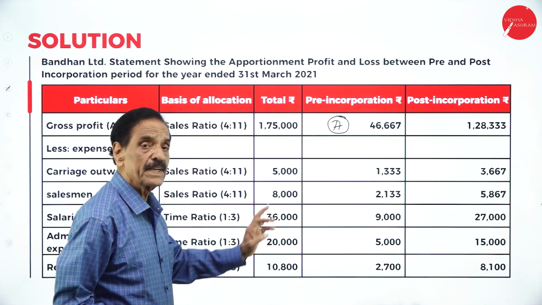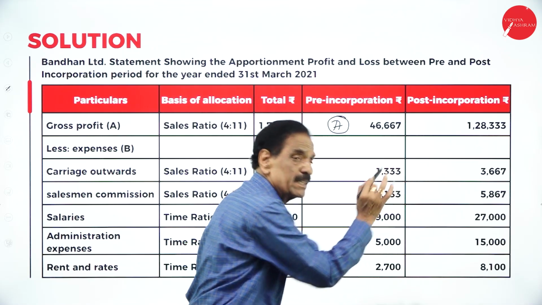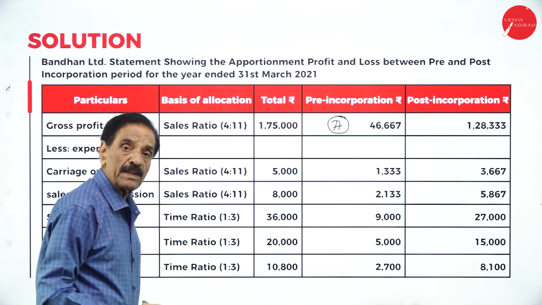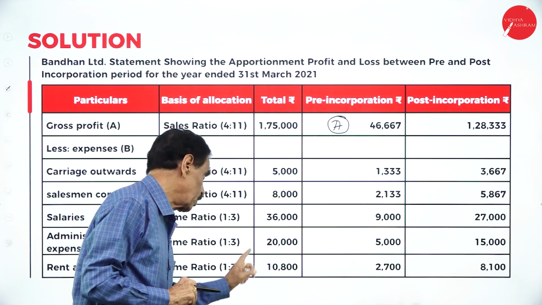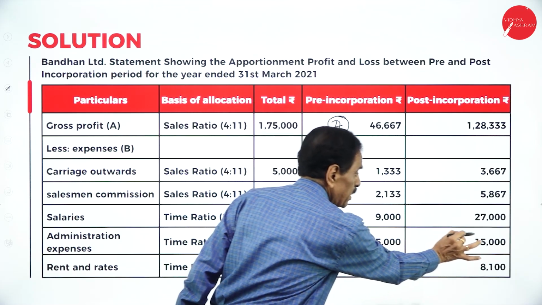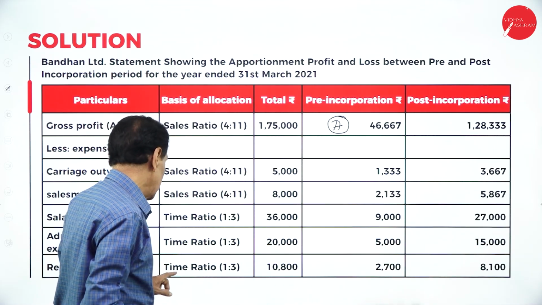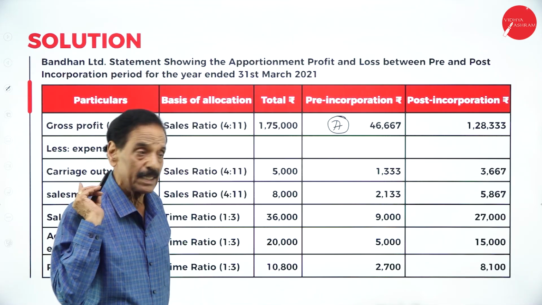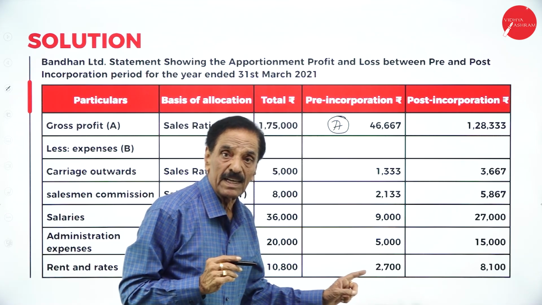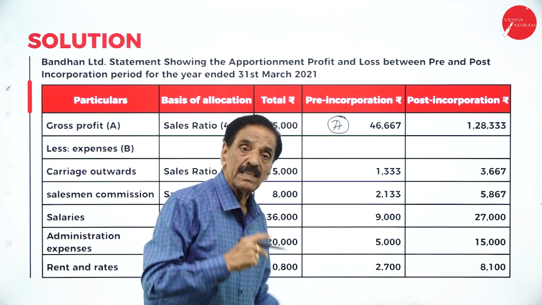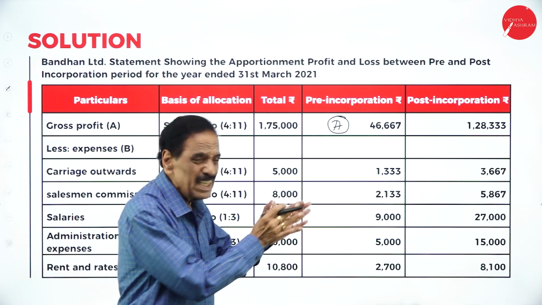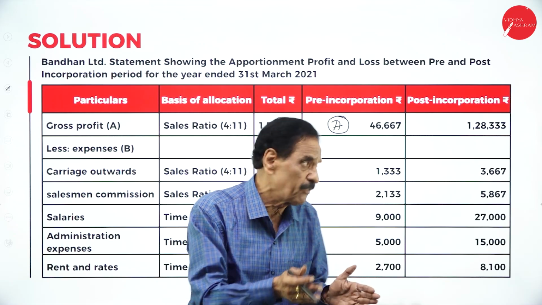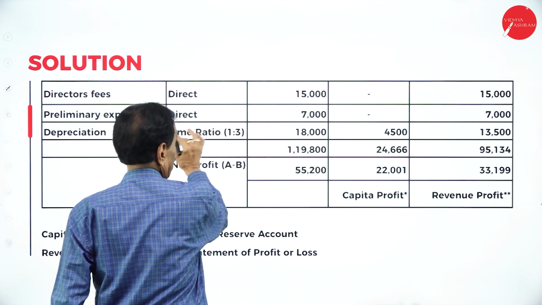1 by 4 of 36,000 is 9,000. Then 3 by 4 is equal to 27,000. Administration expenses based on time ratio 20,000, 5,000, 15,000. Then rent and rates, time ratio 1 is to 3, 10,800. It is 2,700 to pre-incorporation, 8,100 to post-incorporation. Just division. We'll find out the ratio, find out the 1 by 4, 3 by 4. We'll move on.